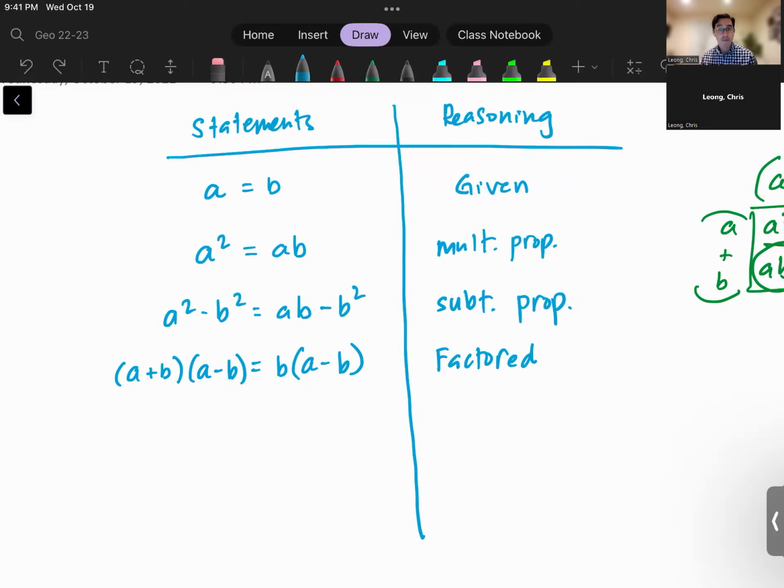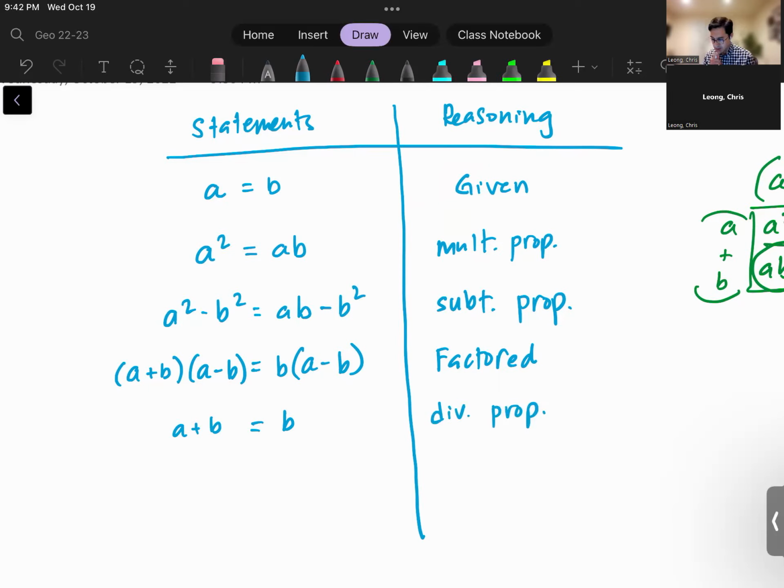Okay. All right, so remember what I said I'm going to do. I'm going to divide both sides by a minus b. So those are basically going to cancel out. And we're going to have a plus b, and then just that b. Okay, now we got to write a reason. And the reason is just a description of what we did. We divided both sides by the same amount. Okay, so we're going to write the division property as our reason.